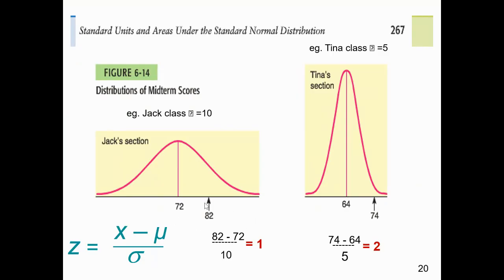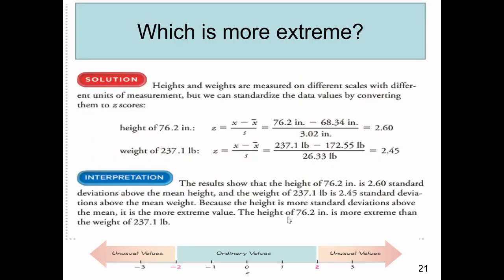All right, so there's Jack's score. His raw score was 82. The mean was 72. The standard deviation of his class was 10. His score was one standard deviation away. Tina's raw score was 74. The mean of her class was 64, divided by the standard deviation of the class. Notice in relation to her class, she did better because her score was two standard deviations away. Doesn't mean much. Jack's still smiling. He still got an 82.